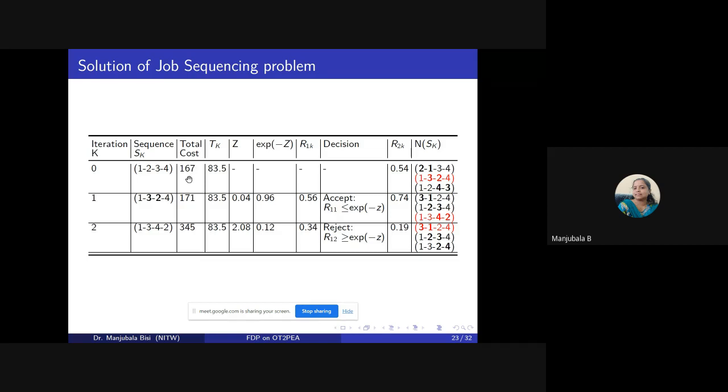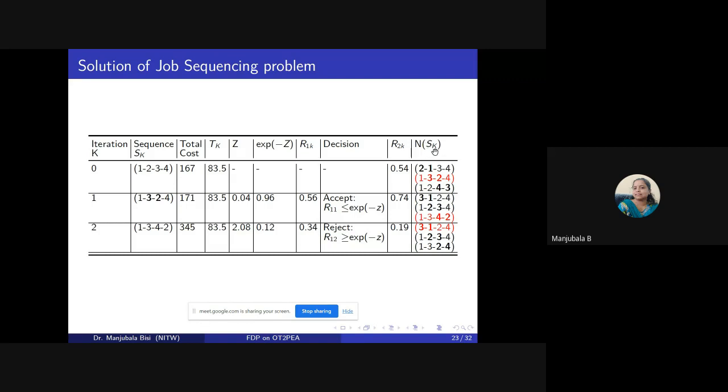Our target is to minimize this one. So the initial temperature we have fixed as 83.5. We are not taking any decision here, because whatever the current or initial solution is, from that point we are trying to explore the solution space, right? So what we have to do here, we can see the last column.